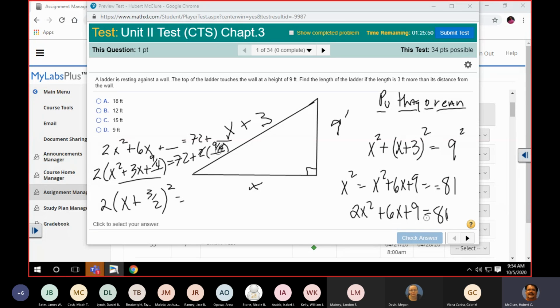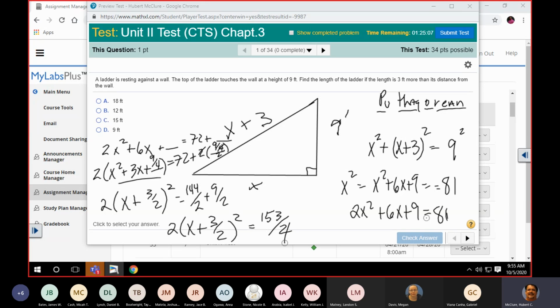This 2 will cancel this 2, 9 halves. 72, that'd be 144 halves. Two times x plus 3 halves, quantity squared, is equal to 153 halves, which is going to be fourths, and you can continue it from there and take the square root of both sides.